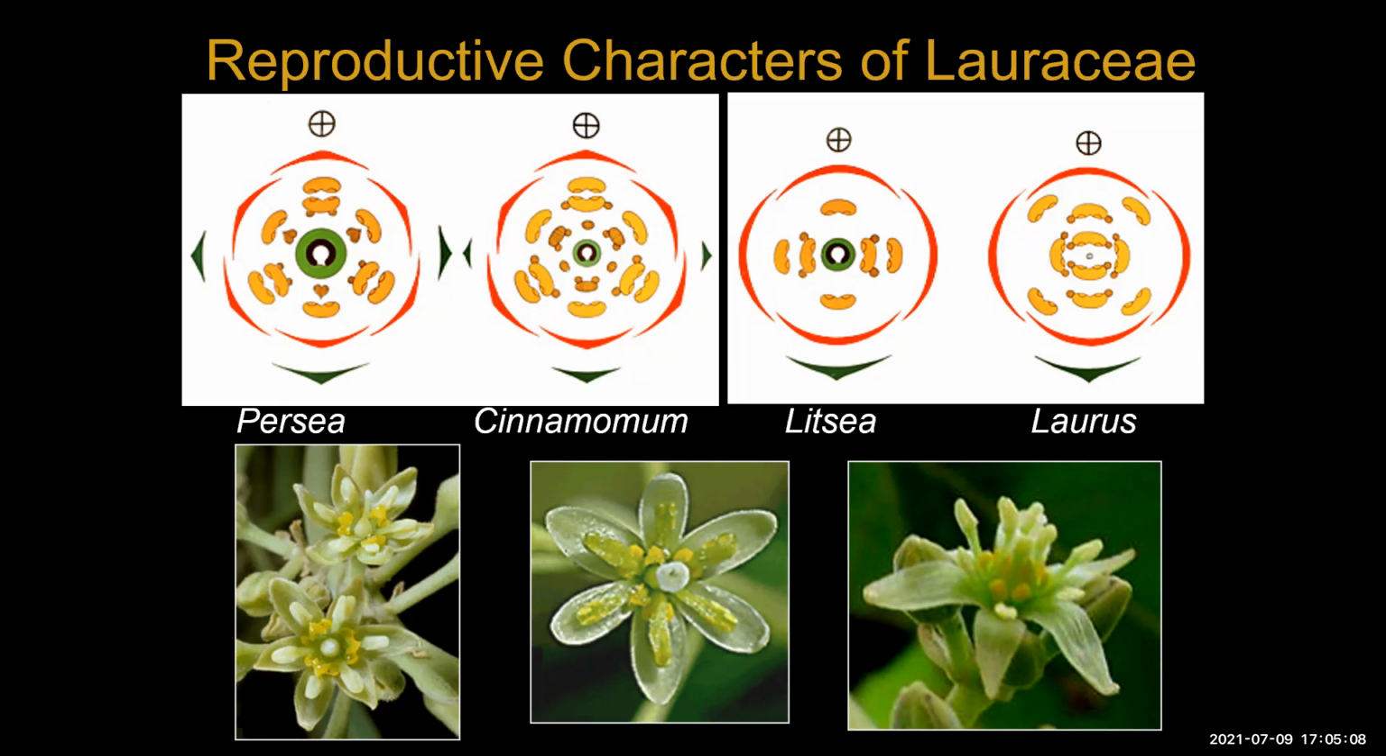It grows with Sorbus. But you can see Cinnamomum and Litsea have dimerous flowers, and Laurus has dimerous flowers. But normally these are on separate plants. So this is a special plant that combines traits from different genera, as you expect in fossils.